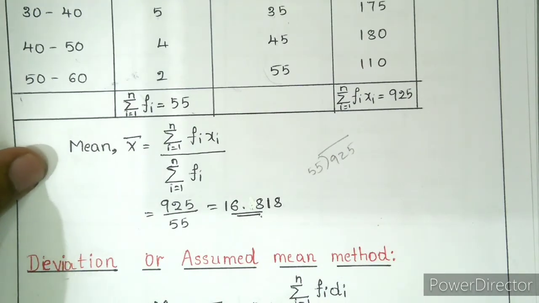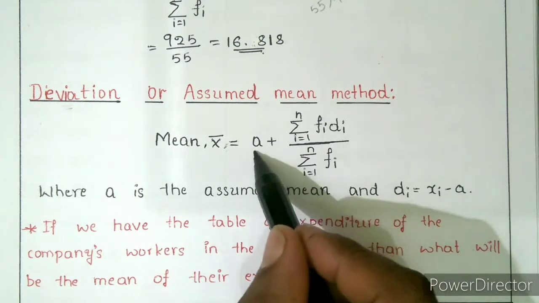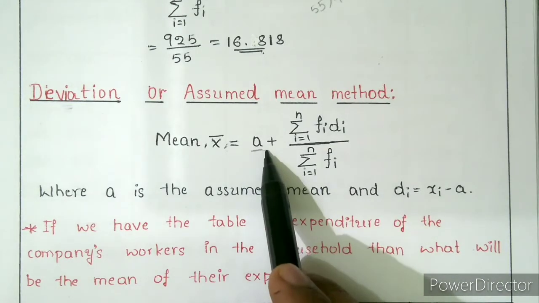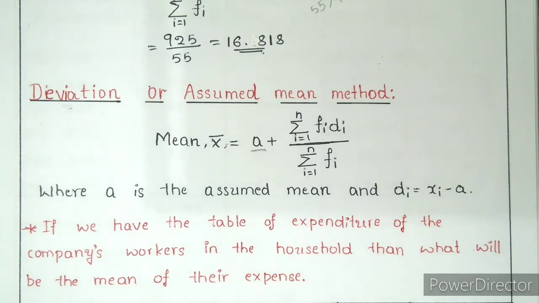In that, the formula changes a little. Mean x bar equals a plus summation i equal to 1 to n fi di divided by summation i equal to 1 to n fi. So you get one extra a. This is the assumed mean, as the name itself says. So a is the assumed mean, and the method is called the assumed mean method.